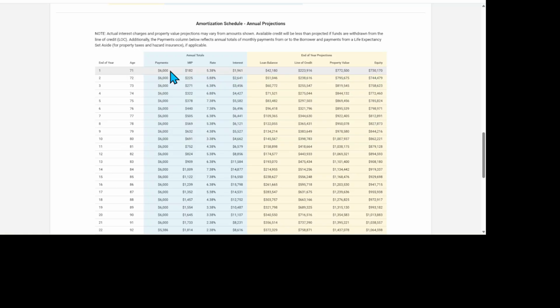These are the payments that go to the tax and insurance people. So that's going to increase the loan balance, plus the interest on the FHA insurance, so that's how you see that loan balance going up every year. They still have a very significant line of credit they can draw on. That's growing over time. And they have a healthy amount of equity in the future.